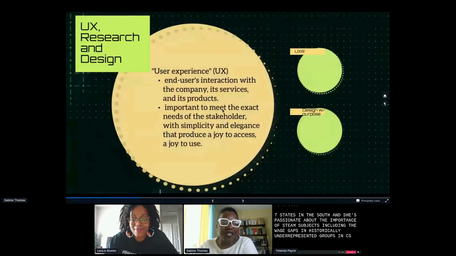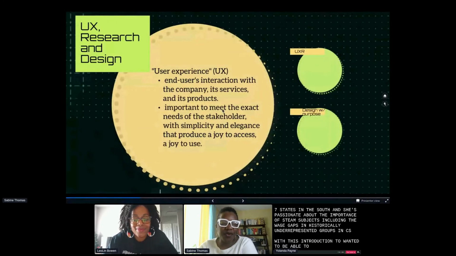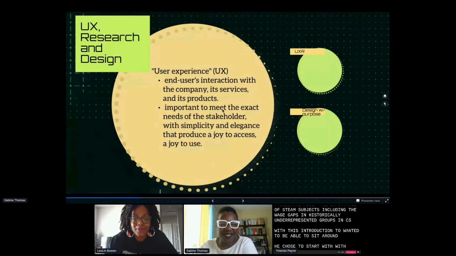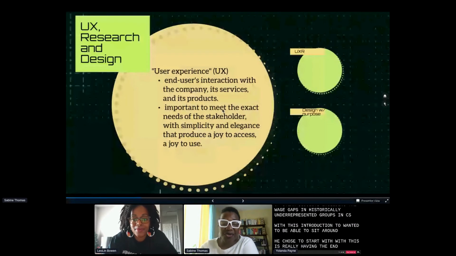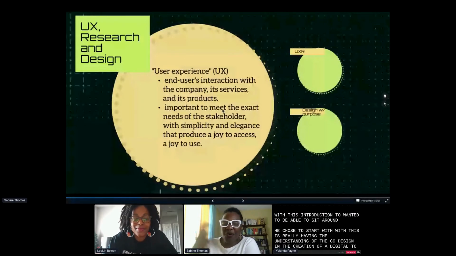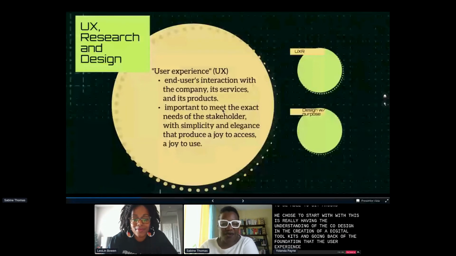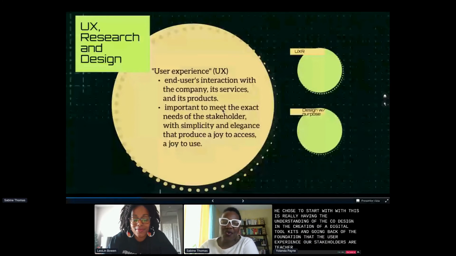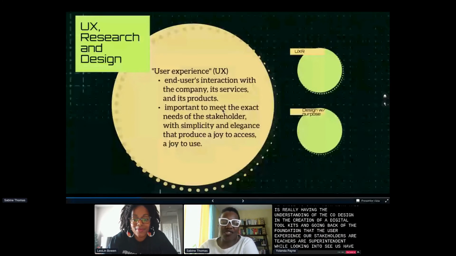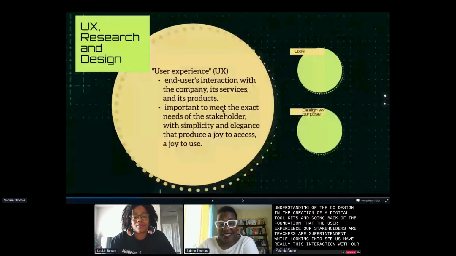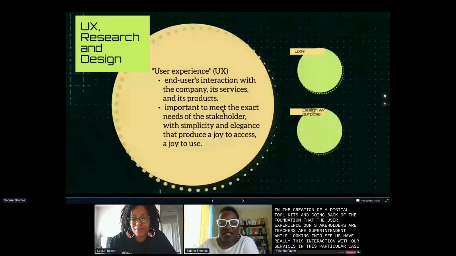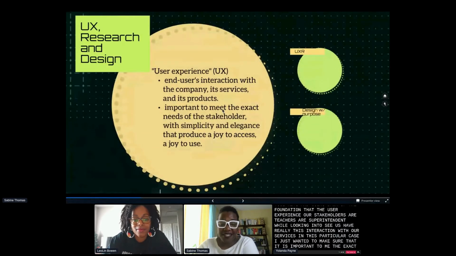With this introduction, we wanted to set the foundation around UX research and design. Why we chose to start with this is really having the understanding of the co-designing and co-creation of a digital toolkit, and going back to the foundation of ensuring that the user experience, our stakeholders, our teachers, and our superintendents who are looking into CS, have this interaction with our services, in this case, our digital toolkit. It is important to meet the exact need of you, our stakeholders, with simplicity, certainly elegance, that produces a joy to access and a joy to use.